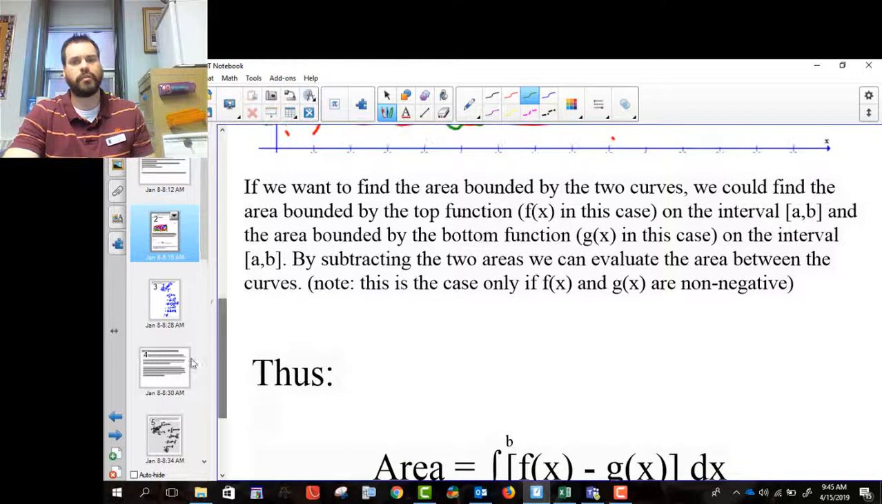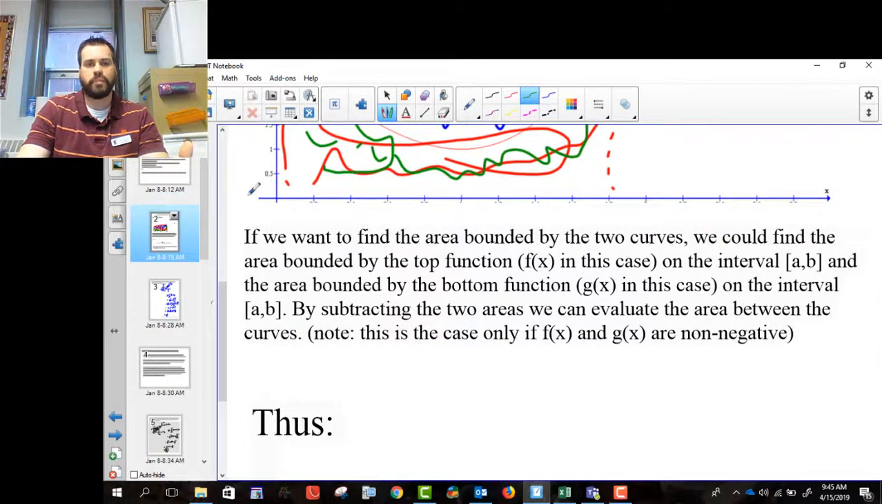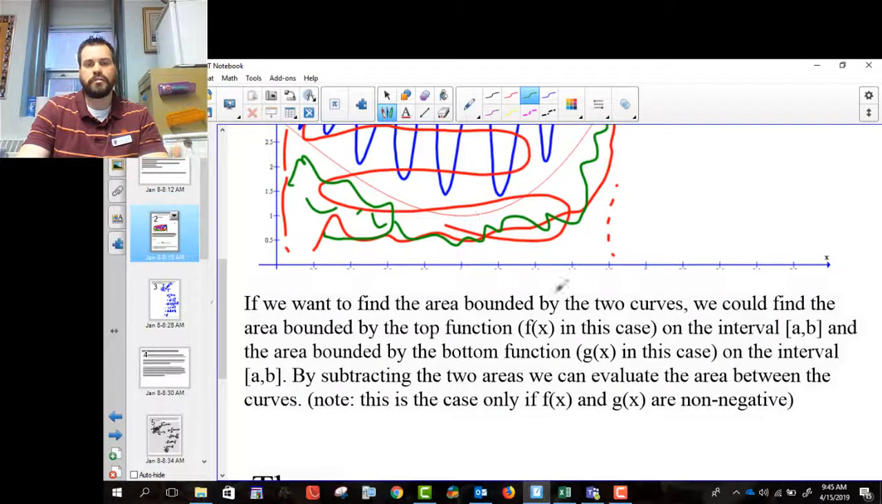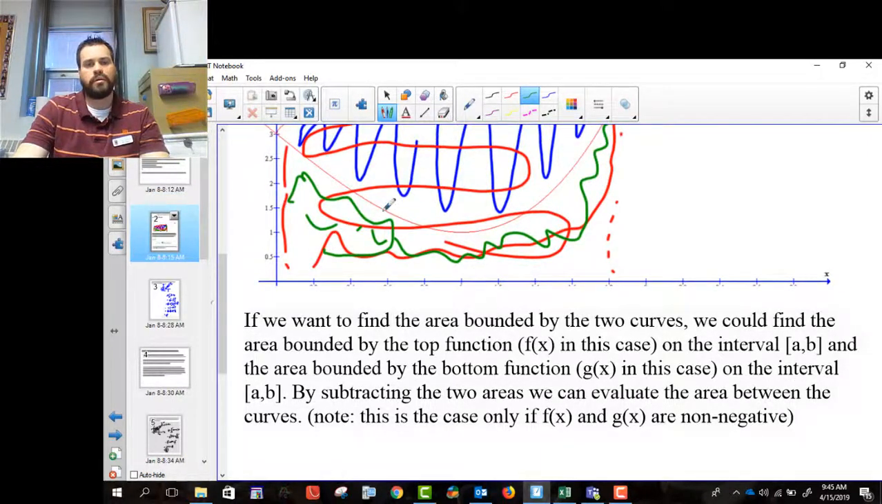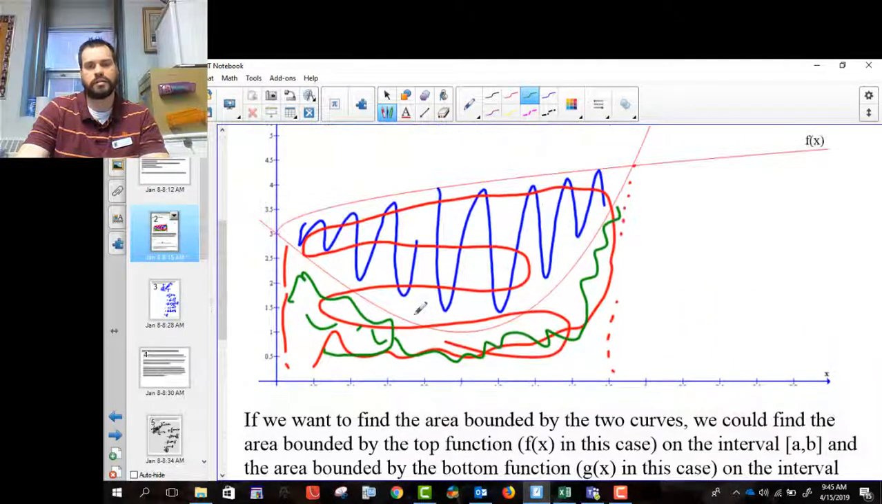Mathematically, this is what we say. If we want the area bounded by those two curves, we find the area bounded by the top function, that is the function that's greater, and we find the area bounded by the bottom function, and then we subtract them. Now, this only works if the region is above the x-axis, not down below, because sometimes the top function and the bottom function are going to change. So we have to be careful with what our boundaries are. It works if it's non-negative, in the sense that we can't subtract them if one is negative, because then it's negative area underneath the x-axis. So we have to be careful with signs.